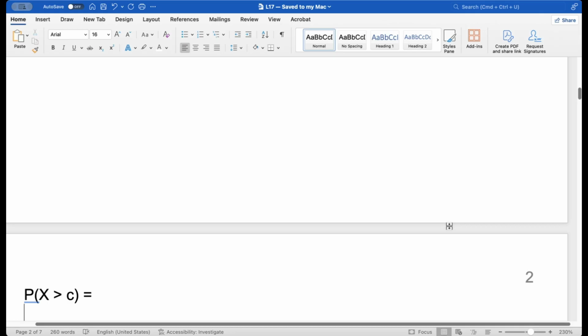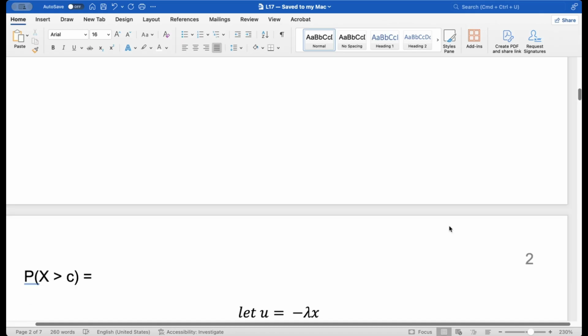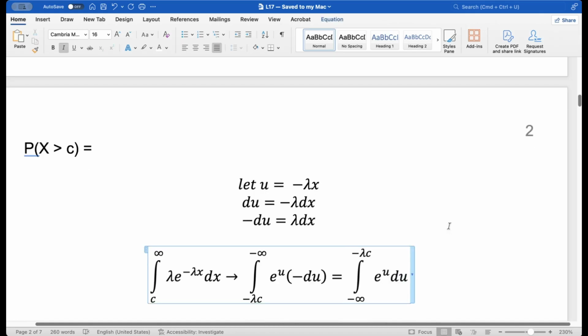All right, a little generalization here. If you're trying to find the probability that x is greater than a fixed number c, it's basically a similar setup with the u substitution. And we're integrating from c to infinity. Now, if x is c, u becomes negative lambda c. If x is going to infinity, as we saw before, u is going to minus infinity. And then the negative multiplier flips the limits.